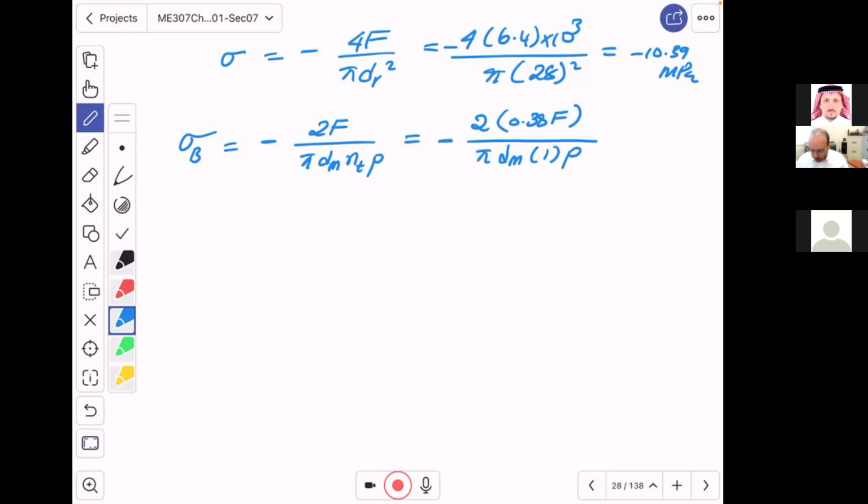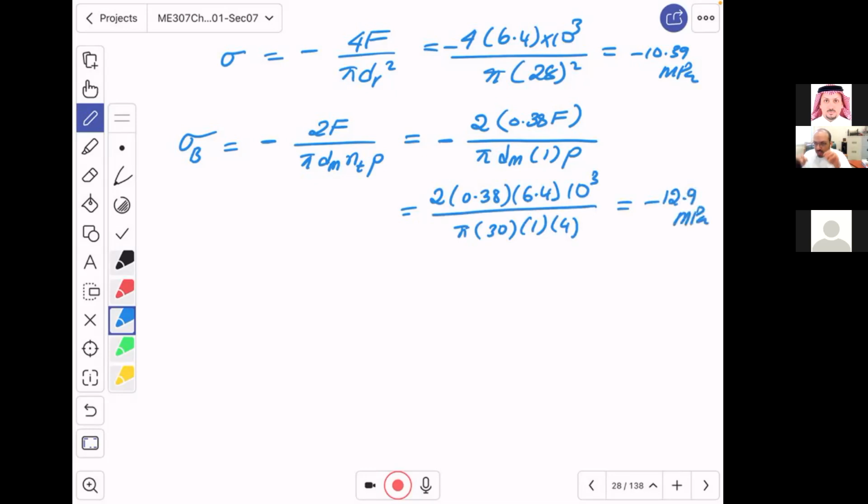So this is going to be equal to 2 multiplied by 0.38 multiplied by 6.4, and then we have 10 to the power 3 to make it in Newton. A Newton per millimeter squared will give you a megapascal. So this is divided by pi, dm is 30, and then we have nt as 1. And what was P? P was given to us as 4. So how much is this? This is going to be minus 12.9 megapascal.